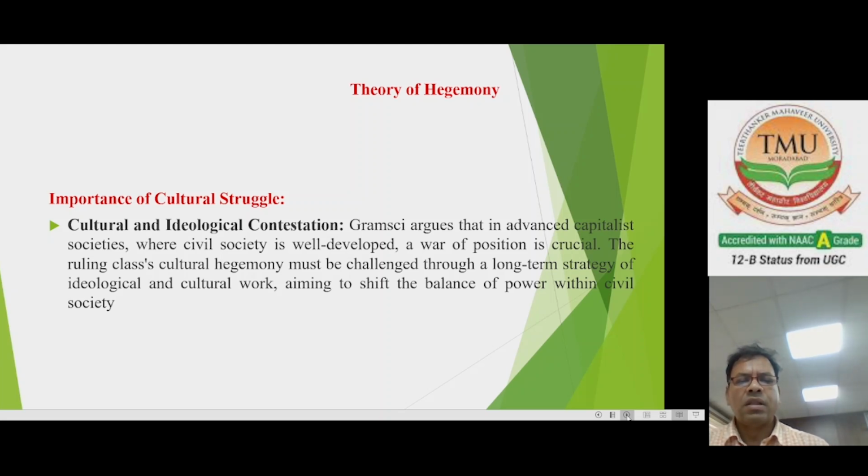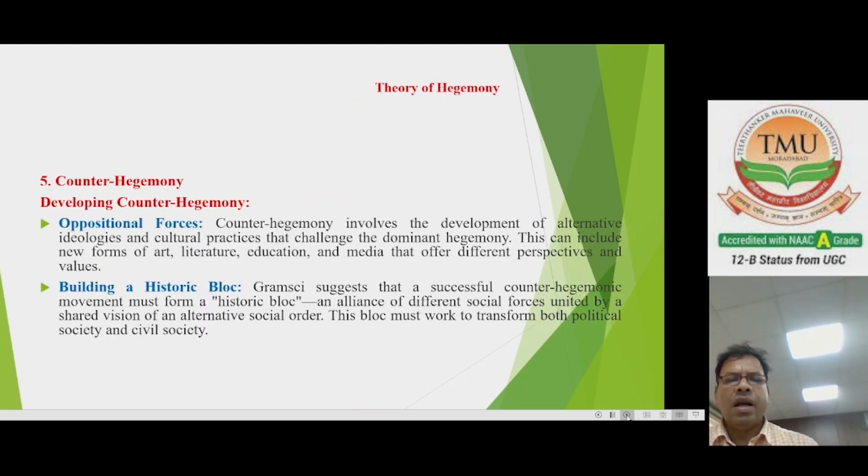The ruling class cultural hegemony must be challenged through a long-term strategy of ideological and cultural work, aiming to shift the balance of power within the civil society. Next, about the counter-hegemony: developing counter-hegemony, oppositional forces. Counter-hegemony involves the development of alternative ideology and cultural practices that challenge the dominant hegemony.